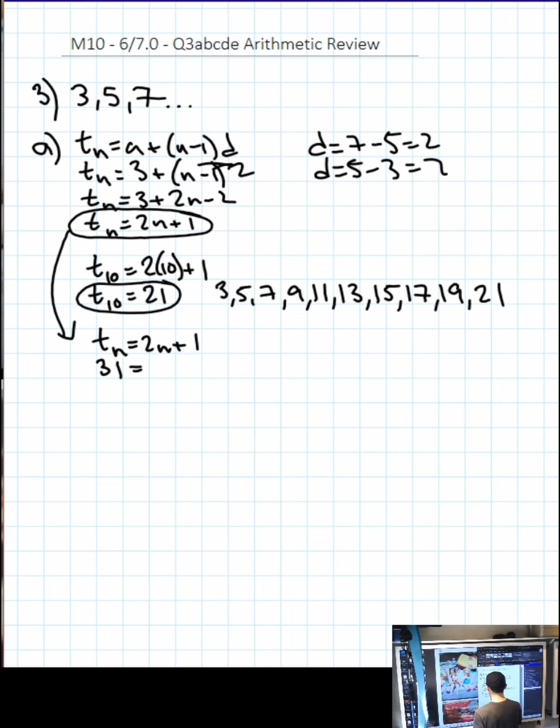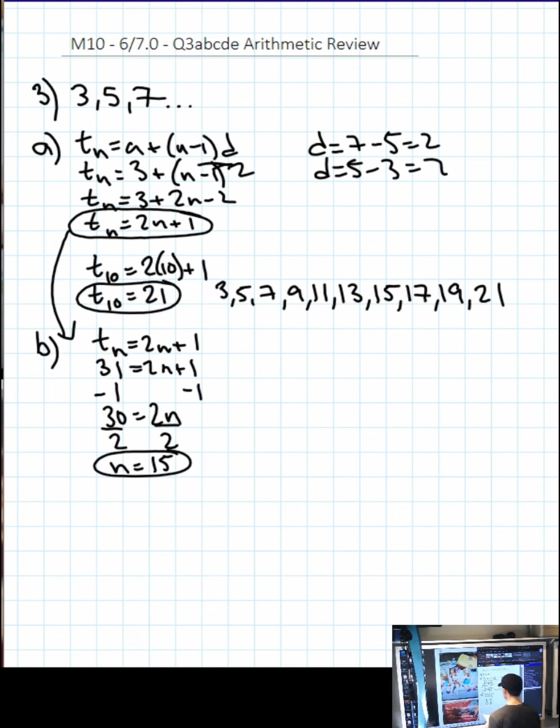So 31 equals 2n plus 1. If we minus 1 from both sides, 30 equals 2n. If we divide both sides by 2, n equals 15. And it's the 15th term. Sorry, I was working there on B, question B.